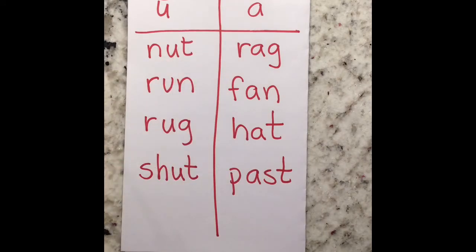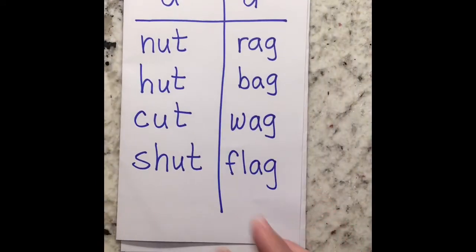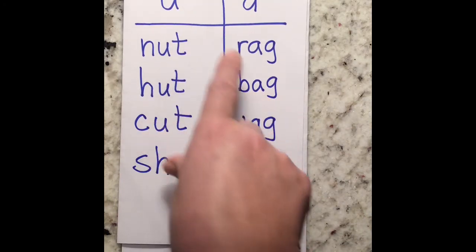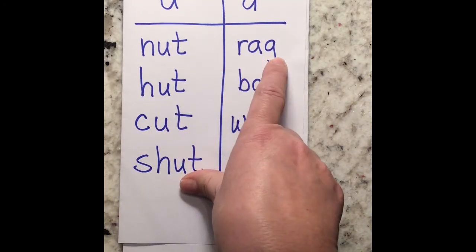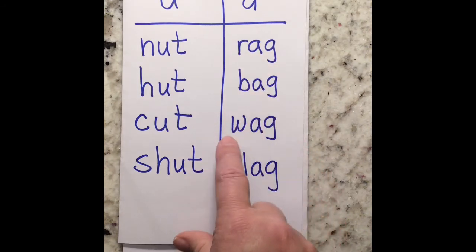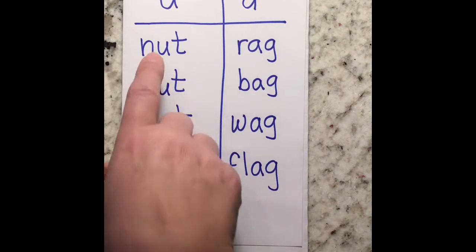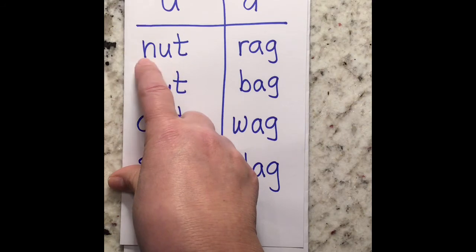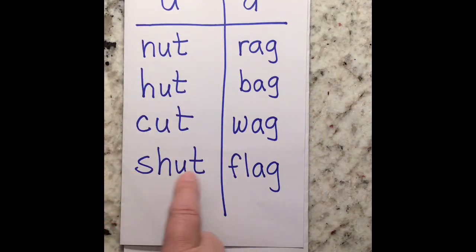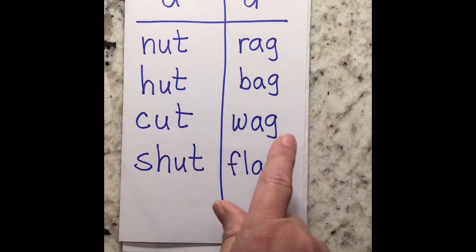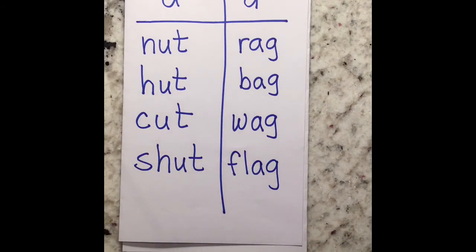Now compare that to this sort. Same topics. We've got the new feature short A and the known feature short U. But now I've chosen one word family for the A sound. So I've got rag, bag, wag, flag. And on this side, I have a different word family for the short U: nut, hut, cut, shut. So now if we cut these words apart and kids were sorting them into the two categories, they could use the word family.